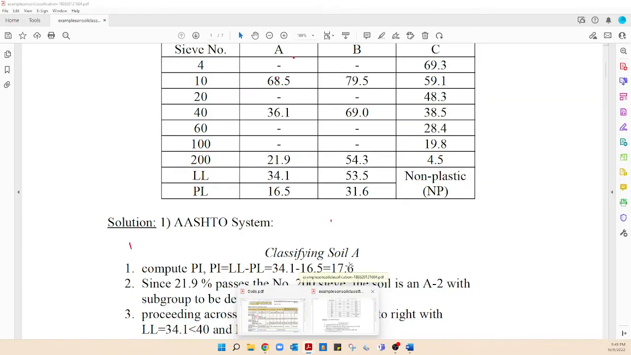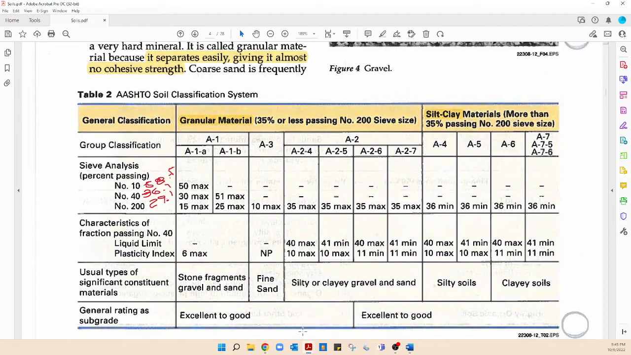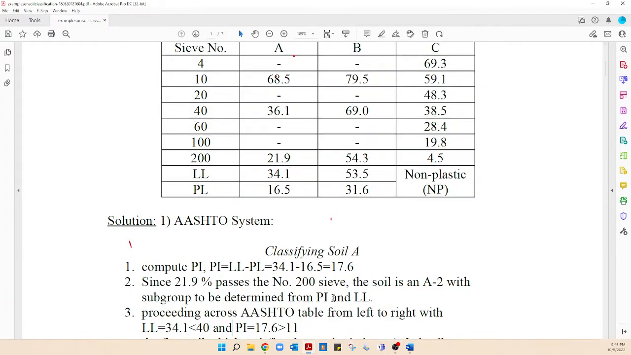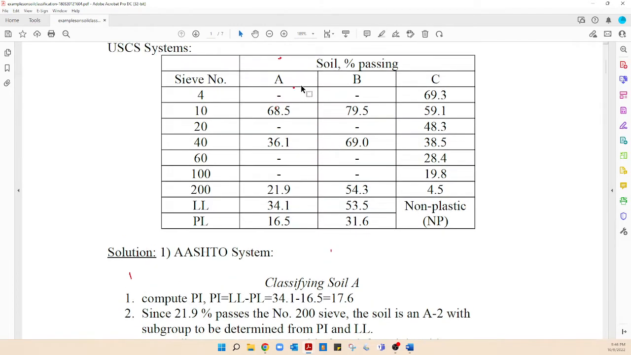like so. Where'd it go? Right here. This is a soil sample, and we will be dealing with this one, A. So we'll be having our number 10 sieve. Remember 68.5. Hope we can read it when we get there.